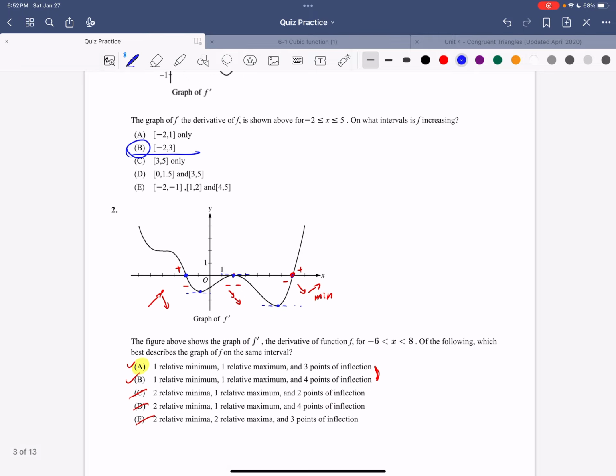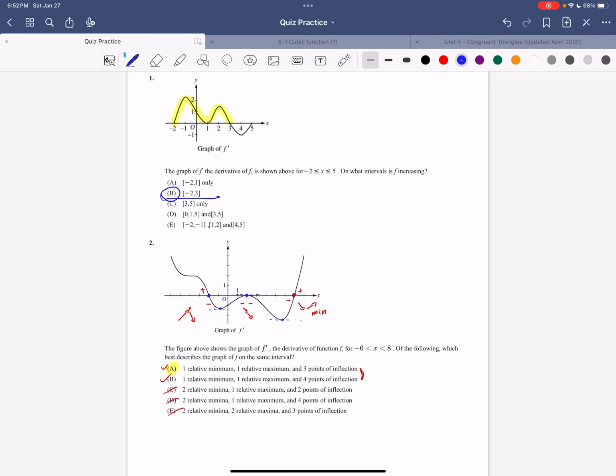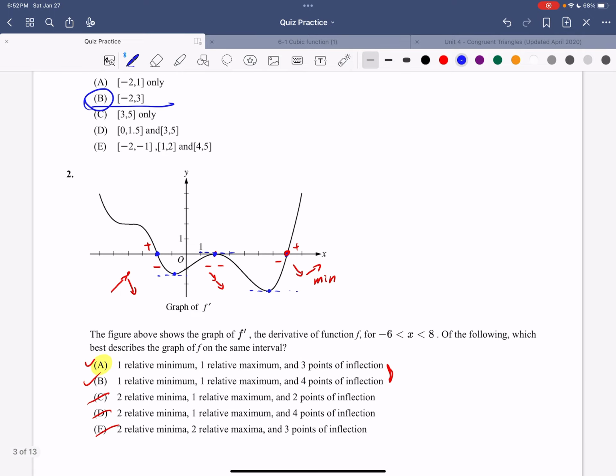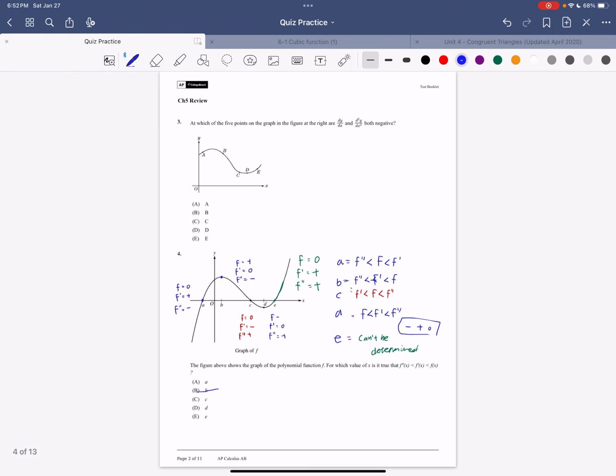So easy. Number 2, we did it in class. If you don't understand, just let me know. I will go over it again, but I don't want to go over it again here.